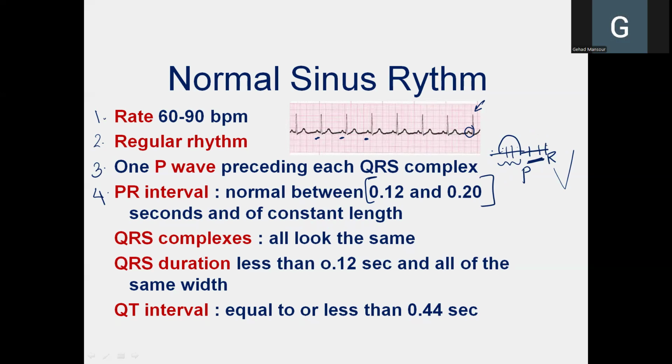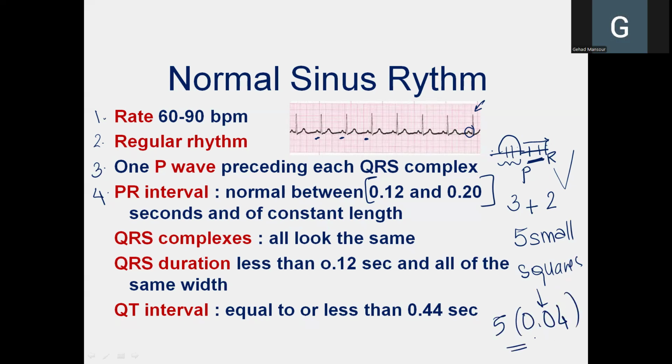So you count the number of small squares in the P wave, and you count the number of small squares along the PR segment. So if we have 3 small squares for the width of the P wave, and 2 small squares for the PR segment, this makes a total of 5 small squares. And if you have a total of 5 small squares, this means 5 multiplied by 0.04 second, which means 0.2 seconds.